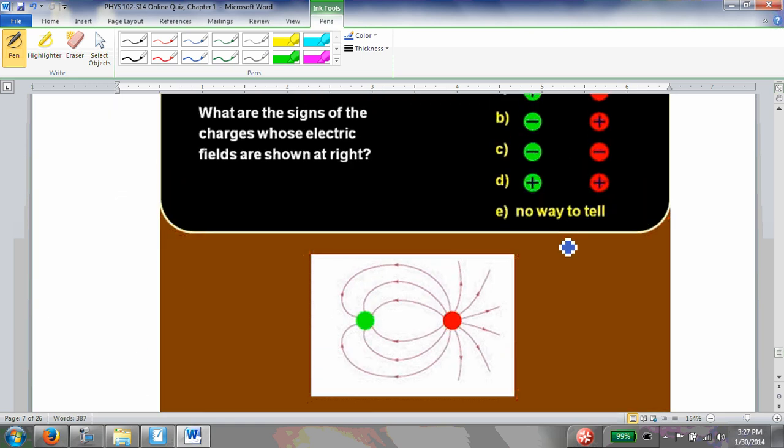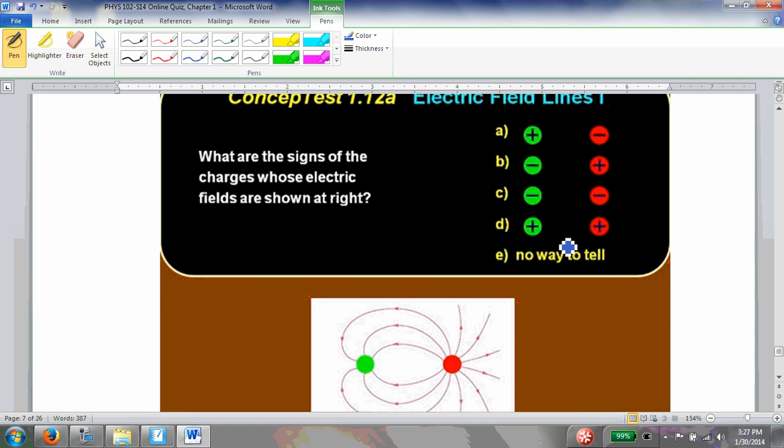What are the signs of the charges whose electric fields are shown? Well, electric fields come out of a positive charge and end in a negative charge. So that is B.